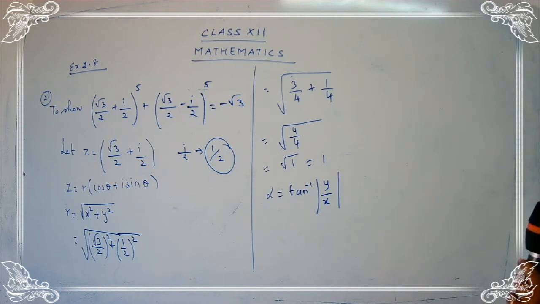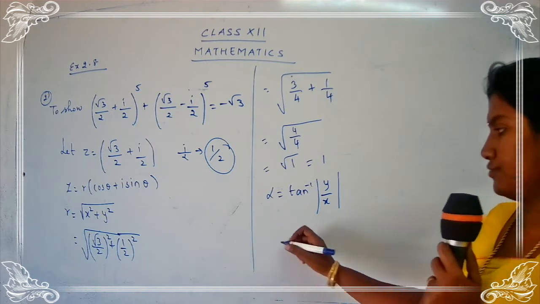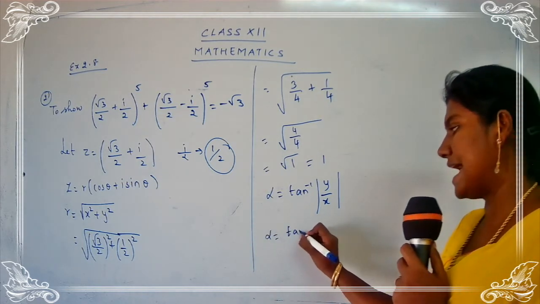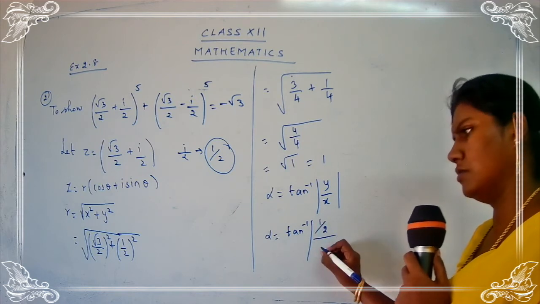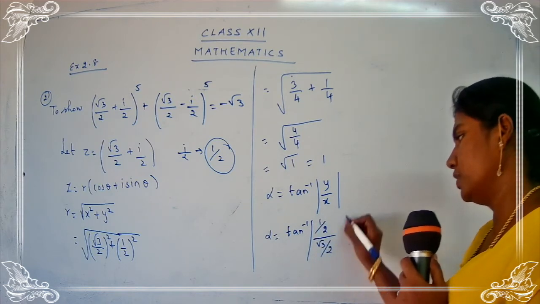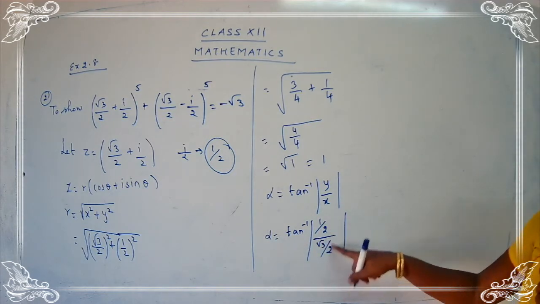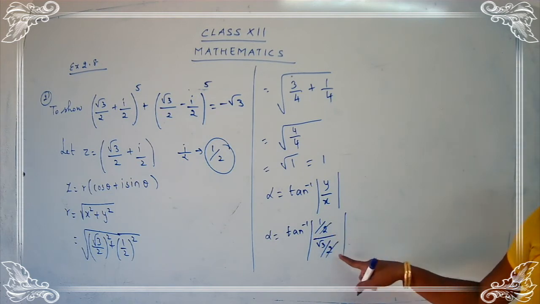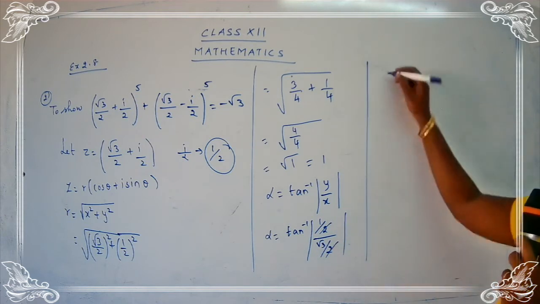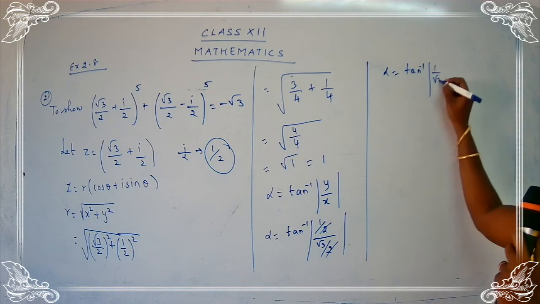Let's put the value for y. What's the value for y? Yes, it's 1 by 2 and x is root 3 by 2. I'll just substitute over here. So tan inverse 1 by 2 upon root 3 by 2. So we have 2 in the denominator, which can be cancelled. The denominators are same, so I am cancelling the denominators. So now only the numerator part is left. So alpha is equal to tan inverse 1 by root 3.